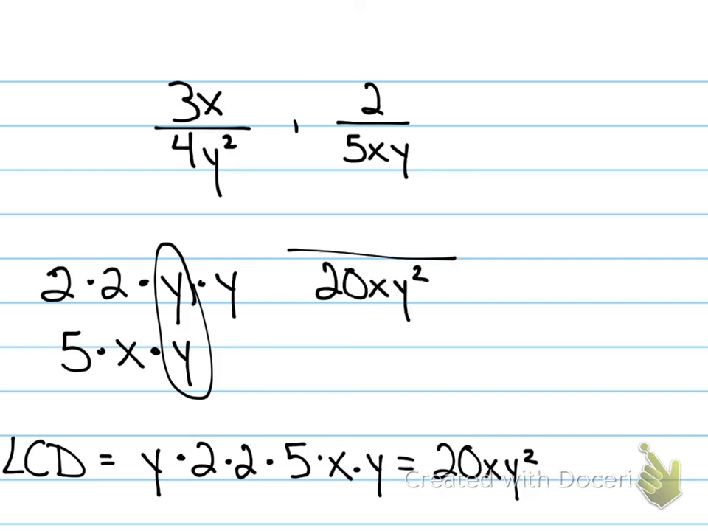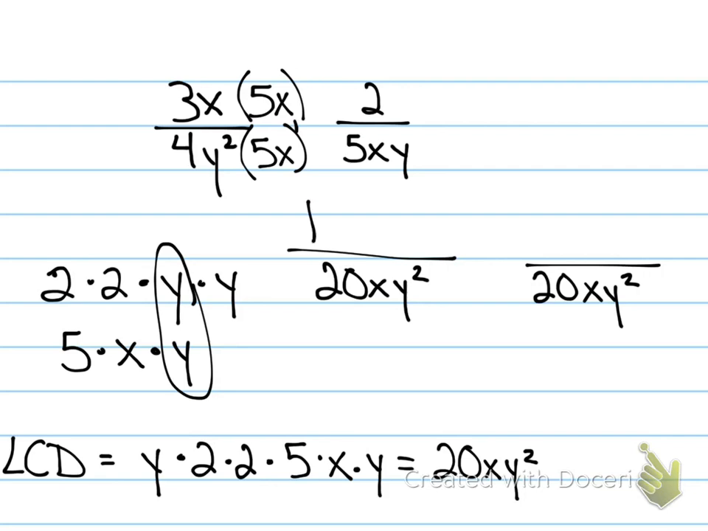Now I take my LCD and now I've got to figure out what my numerators are going to be. How do I get from 4y squared to 20xy squared? Don't say it out loud. Try to figure out what number, or monomial term, am I going to write in parentheses. How do I get from 4y squared to 20xy squared? Multiply top and bottom by 5x. So what does it give you in the numerator? 15x squared. All right, give you a minute to do the second fraction now.